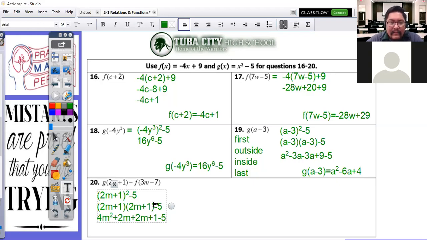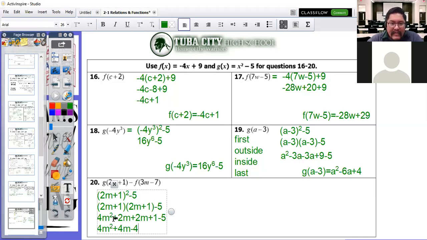And I still have a minus 5 on the outside. That minus 5 is just sort of thrown in there. So 4m squared plus, and I'm combining all my like terms, putting them together. 2m and 2m is 4m, and then 1 minus 5 is negative 4. Whew, okay. Now I have to remember that there's a minus here, so I'm going to put this one in purple.